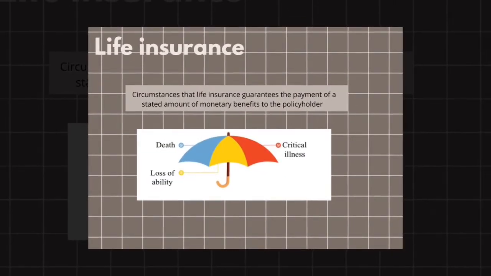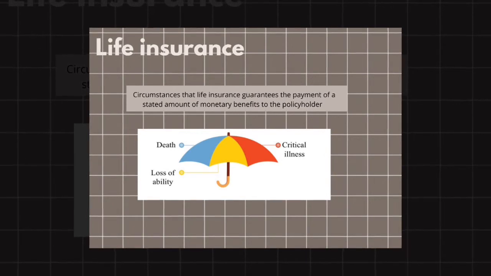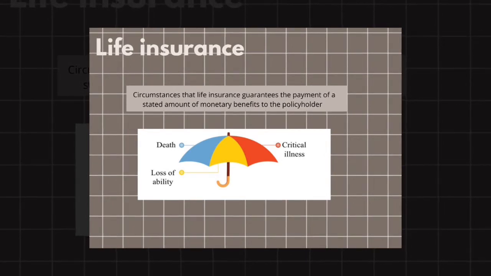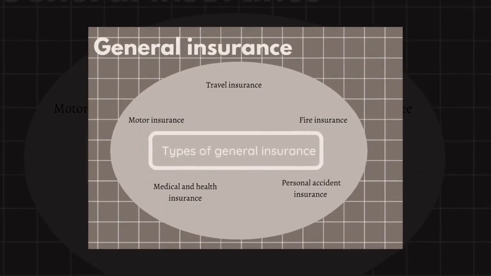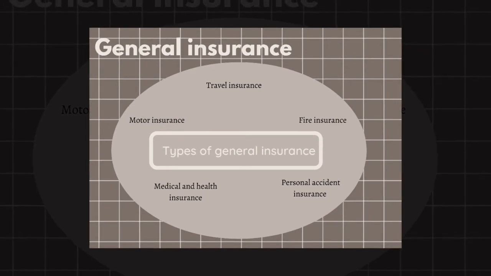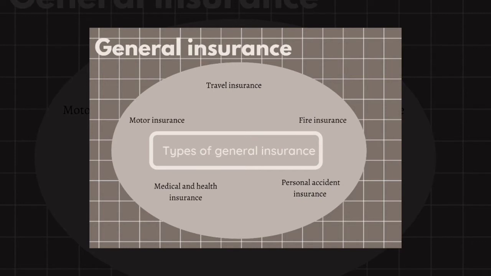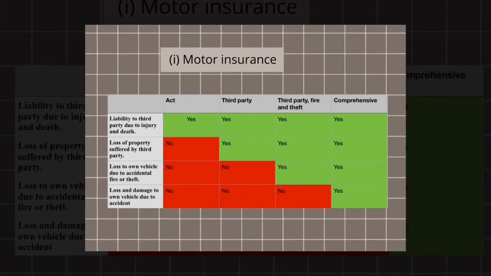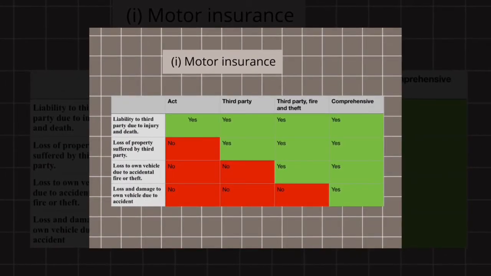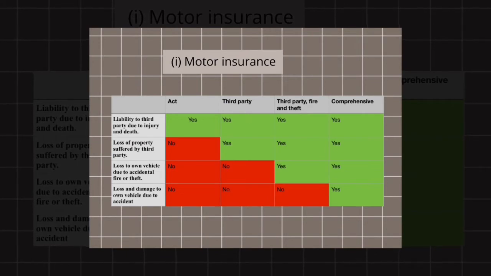First off is life insurance. Circumstances that life insurance guarantees the payment of a stated amount of monetary benefits to the policyholders are death, critical illness, and loss of ability. Next is general insurance. It consists of motor insurance, travel insurance, fire insurance, medical and health insurance, and personal accident insurance.